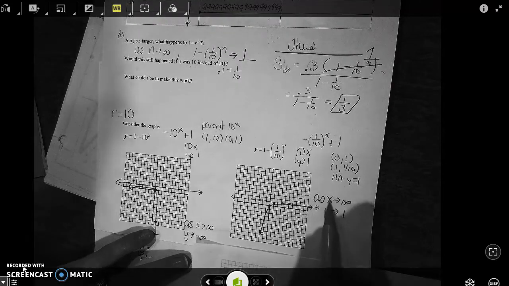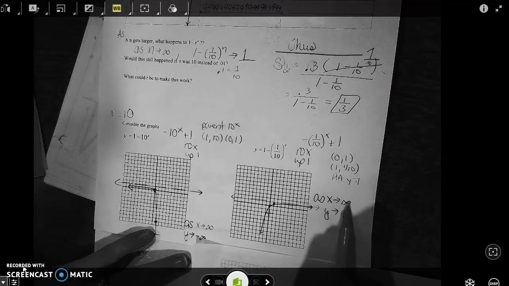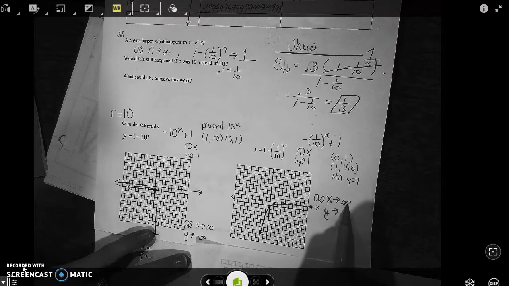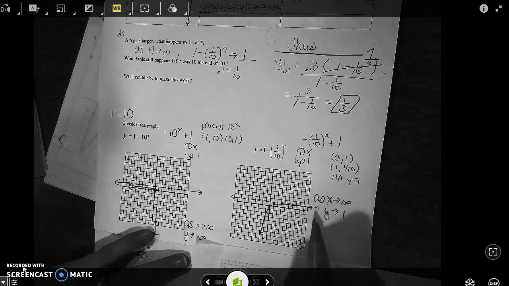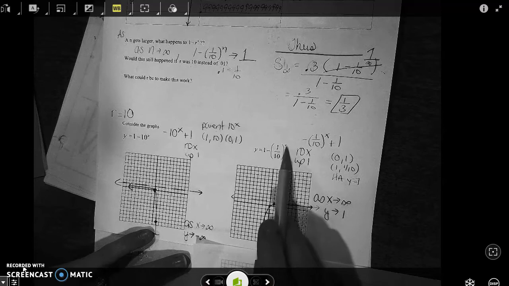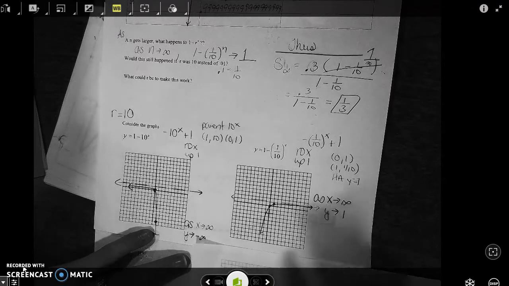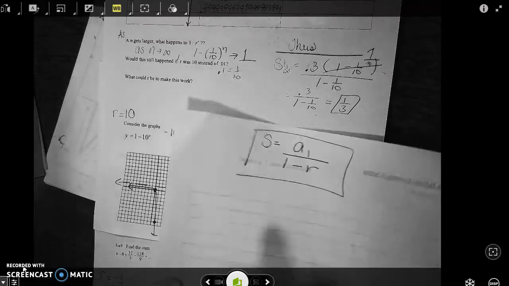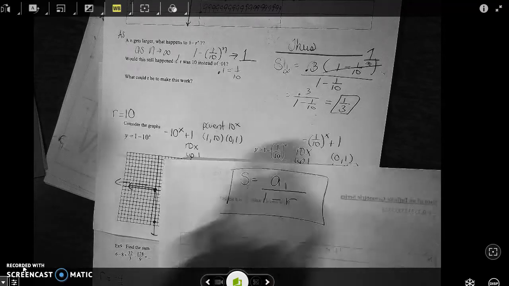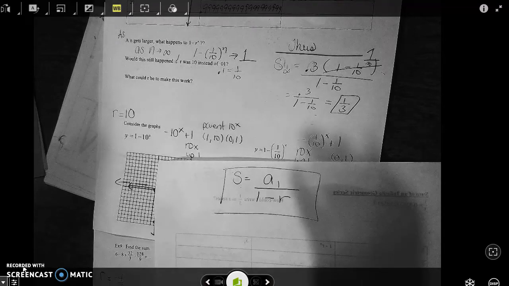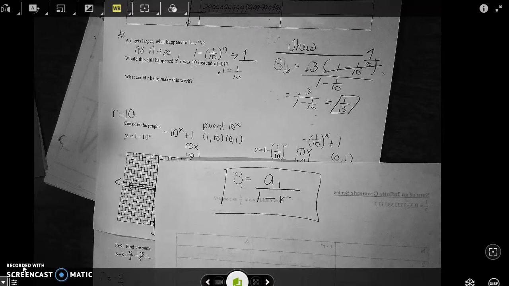So as x is getting bigger, or as the number of terms we're adding together gets bigger, the value of 1 minus r to the n here gets closer and closer to 1. Hence why that formula we looked at just a moment ago works. That 1 minus r to the n ends up going to 1, so it's not significant for us there anymore.